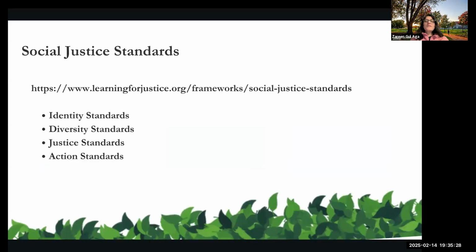One thing that might be new when you're teaching a math course is that we didn't just use math standards or math learning goals. We also used social justice standards or social justice learning goals.